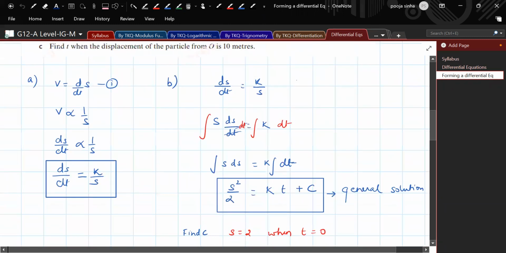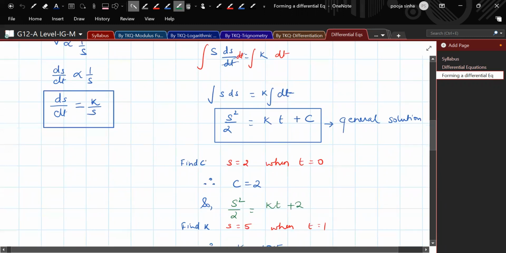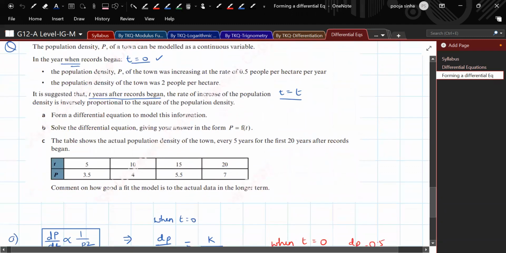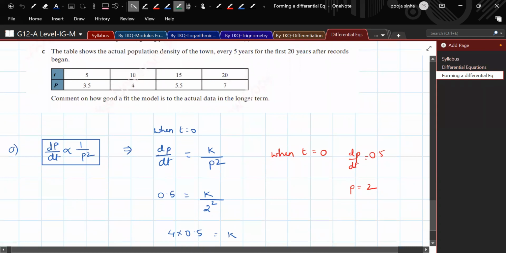We were not given the value of ds by dt, we were given s. You getting it? If you look at the question, s is given to us. That is why we solved the whole thing in the second part. In this question, because dp by dt itself is given, we put it in right here. Everything we needed is given right here. Got it? We got dp by dt and we got t. That's why we put everything here and then found out the equation. Okay?